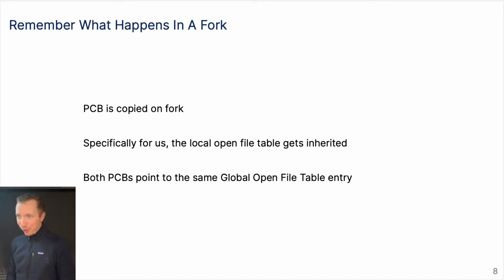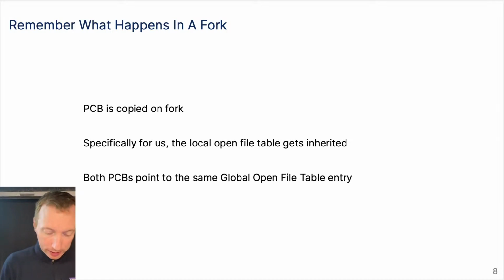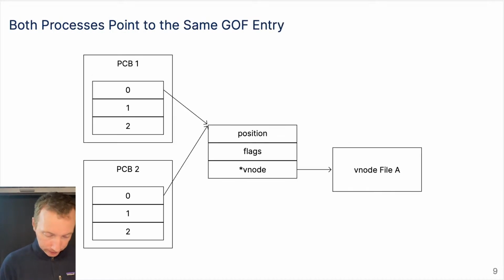So again, remember what happens on a fork. The process control block just gets copied on a fork. Specifically for us, the local open file table would get inherited completely. So they both have their own local file table, but at the beginning, after the fork, they're both copies of each other. So if you modify file descriptors in one process after the fork, it doesn't affect the other one. Again, you should have gotten some practice with that in Lab 4. But they both point to the same global open file table.